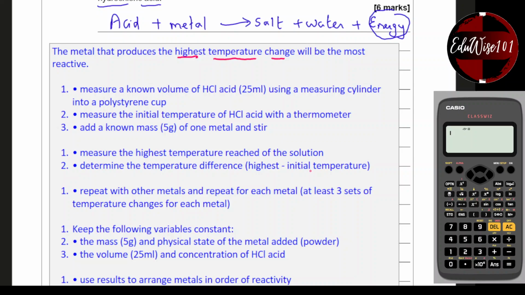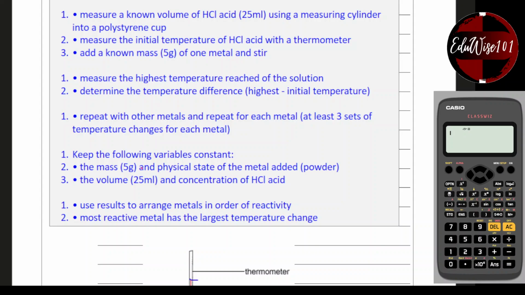Then measure the highest temperature reached of the solution. Right? So it will slowly increase. Eventually that's going to cool down as well. So you want to record the highest temperature. And then determine the temperature difference, which is highest minus the initial temperature. You would want to repeat it with other metals, and at the same time you would want to repeat it for each metal. So you'll do the same thing 3 times for metal A, 3 times for metal B, and 3 times for metal C. So you get an average or mean value to find which is giving out the biggest temperature change.